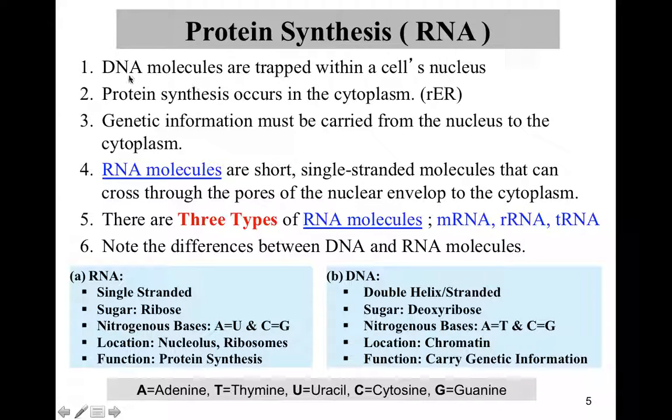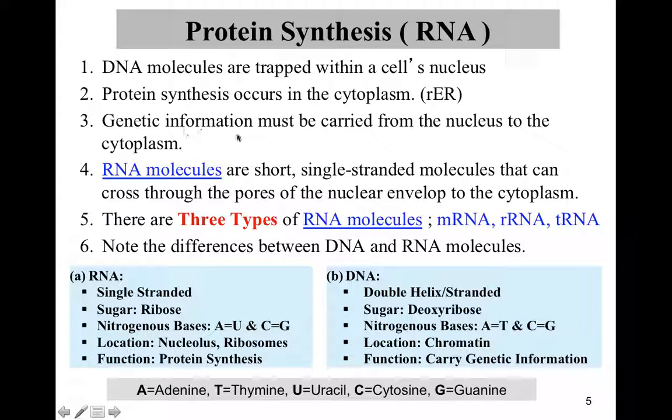Since the DNA molecule is trapped within the cell nucleus because it's very big, it's the entire genome, a double-stranded helix, it cannot leave the nucleus. It cannot pass through the nuclear pores in the nuclear envelope. So there has to be another molecule that carries the message or the instructions from the DNA molecule to the ribosomes where protein synthesis takes place on the rough ER.